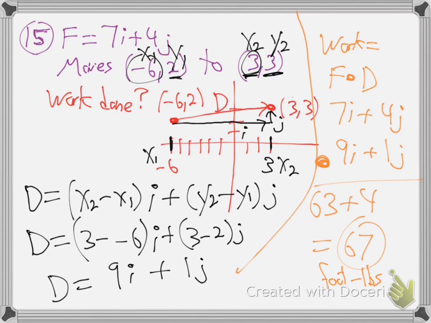So physics cares about the units. I'm a math teacher. I just want the number. Just give me the number. I'm happy with 67. But physics, they're trying to be real. What is that? 67 foot-pounds of work. There we go. Not 67 dogs. We good? Everything good there? Questions on that?